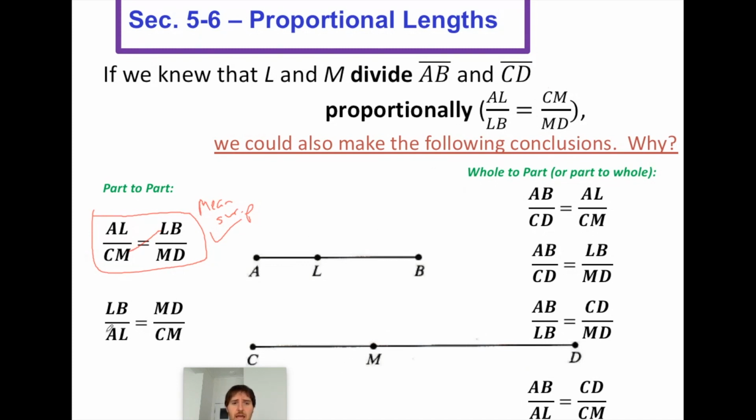Can I justify that? Yeah, I mean, I just flipped it. Look, check it out here. This is AL over LB. This is LB over AL. Well, here, this is invert the fraction. So it doesn't really matter.